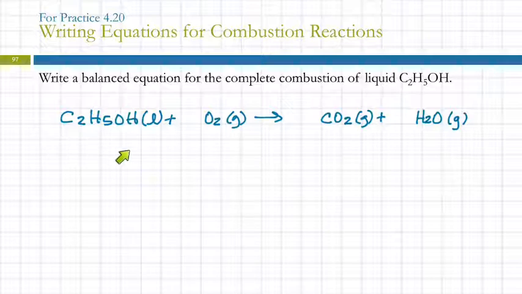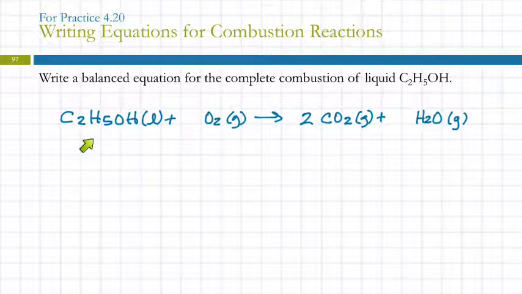I'm just going to start at the beginning. This O2, here I have oxygen, an element by itself, leave him for last, because you can adjust him without messing everything else up. So here I've got 2 carbons, and over here I only have 1. So if I put a 2 in front of CO2, I can have 2 carbons over there.